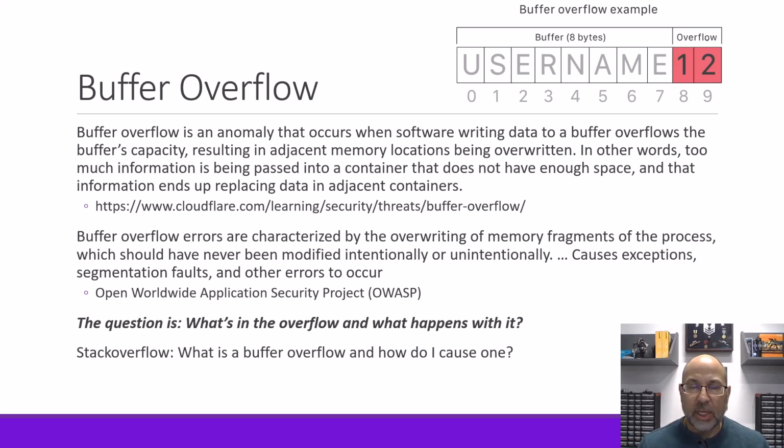So that's what happens. The definition from OWASP there: buffer overflow errors are characterized by the overwriting of memory fragments of the process, which should never have been modified intentionally or unintentionally. It causes exceptions, segmentation faults, and other errors to occur, which leads to undefined or unexpected results, right? We have no idea what's going on. And the key question then is what got put in the overflow and what happens with it? So your program might be addressing, in this case, the first 8 bytes, but something that shouldn't have been in there got put in the other buffer and might get executed, might get read, and cause difficulties with your process or even other processes.